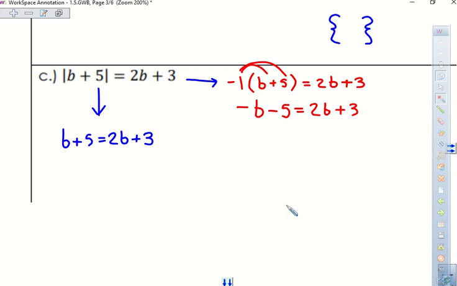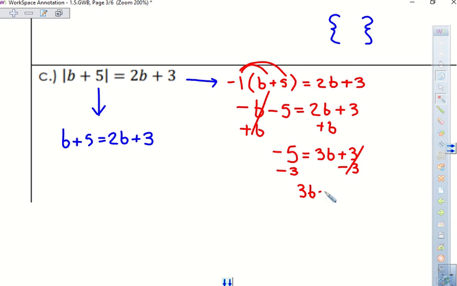And now I just want to solve this equation as you would. So I'm going to add b to both sides. That's going to give me negative 5 equals 3b plus 3. And then I want to proceed by subtracting 3 over. That's going to give me 3b equals negative 8, which means b is equal to negative 8 over 3.